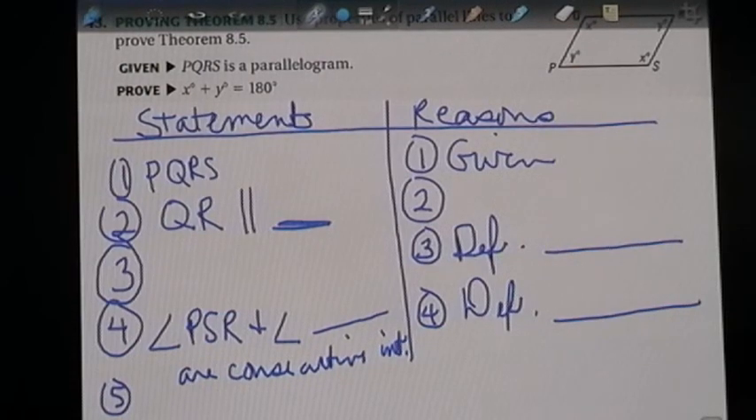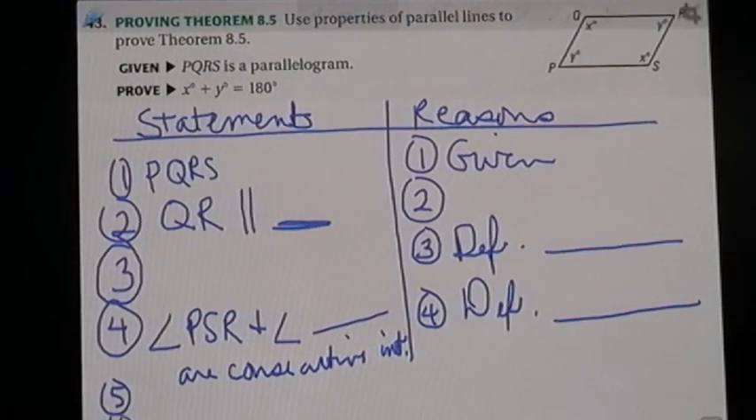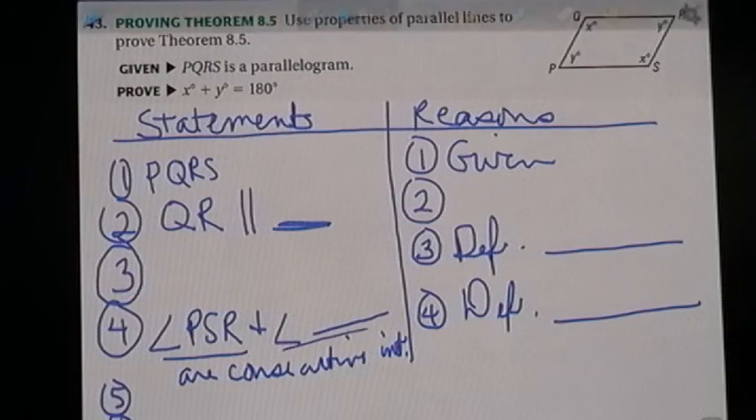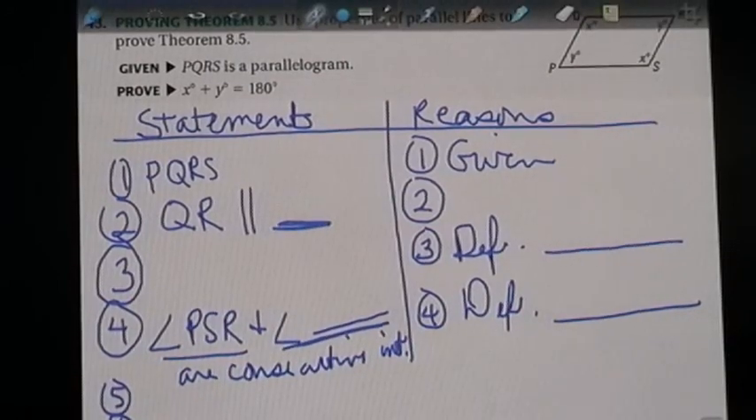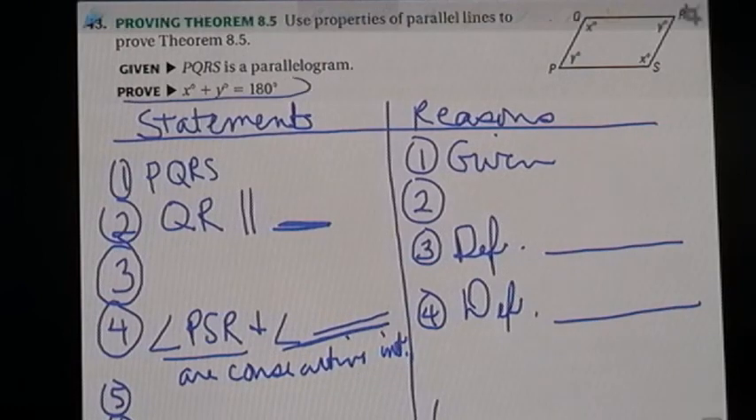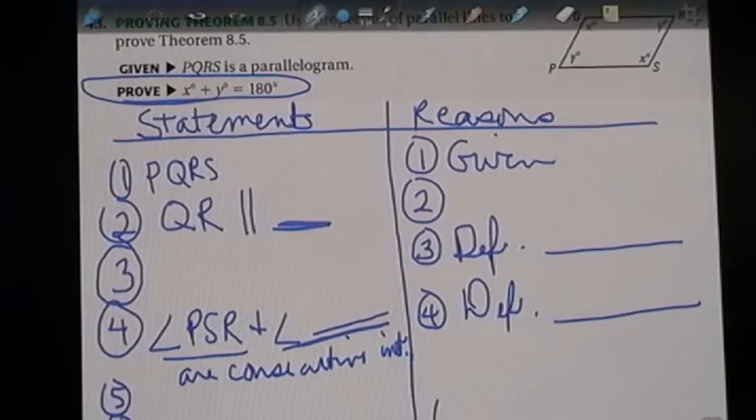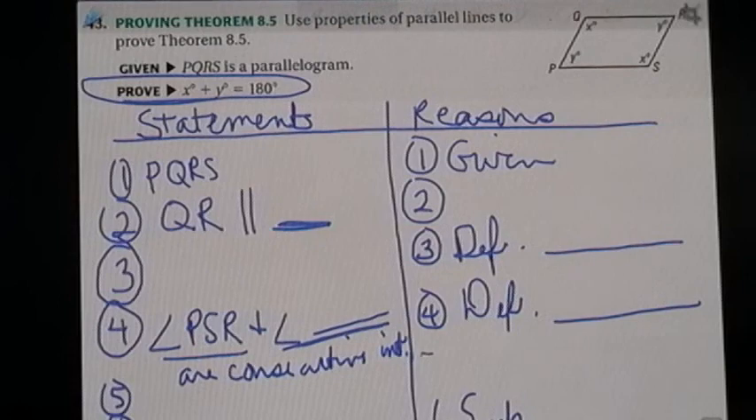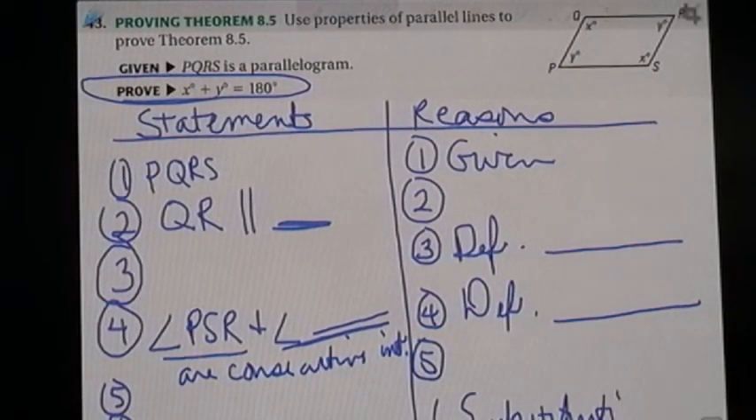Okay, and then if we're talking about angle PSR and this other angle, what can we do with substitution? And we should be able at this point to prove that by substitution. Okay, and of course you're looking up your theorem there.